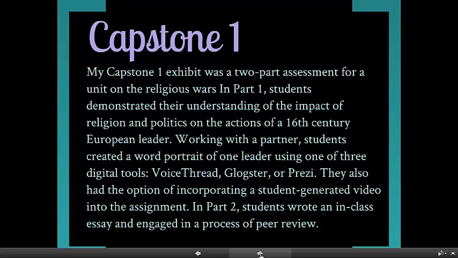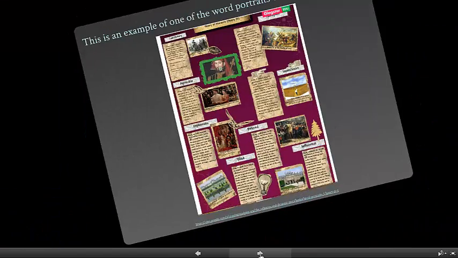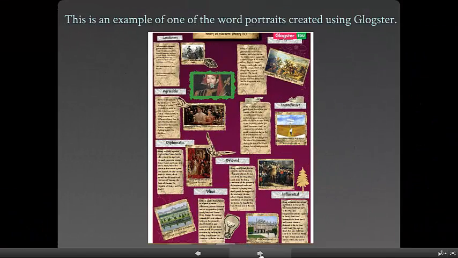My Capstone 1 exhibit lesson was designed with 3 goals in mind. I wanted students to work collaboratively, I wanted to provide some student choice in completing the project, and I wanted students to engage in a process of content creation. This is an example of one of the word portraits produced by my students.